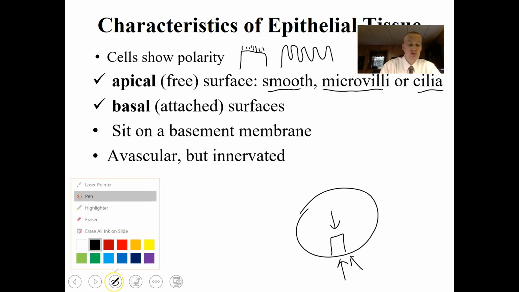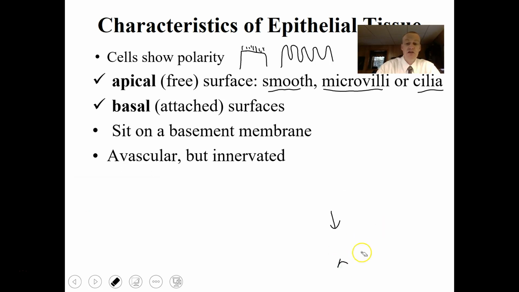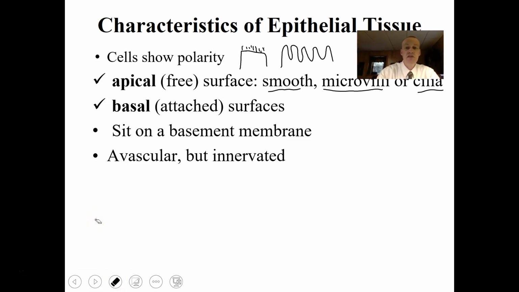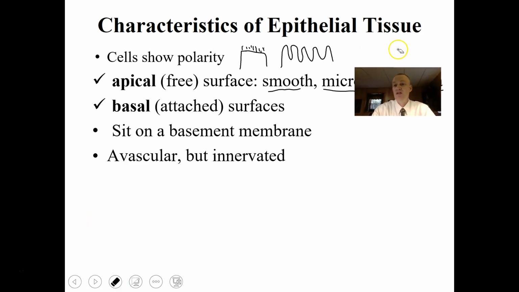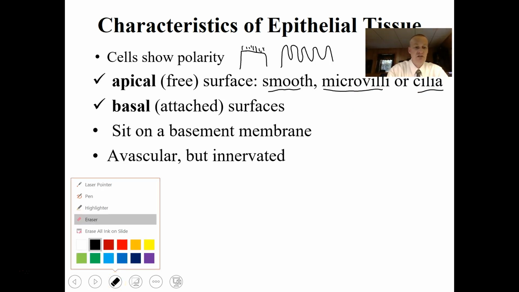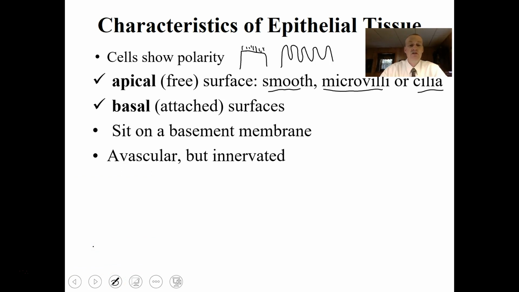Epithelial tissues by definition or by characteristic are going to not be vascular. Okay, so there's not going to be any vascular tissue that goes through them. And I'm sure you've given yourself a paper cut before and it didn't bleed, because what you did is you cut through the epithelial tissue, but since there's no blood vessels in there, it didn't bleed. So they are avascular. They don't have blood vessels.